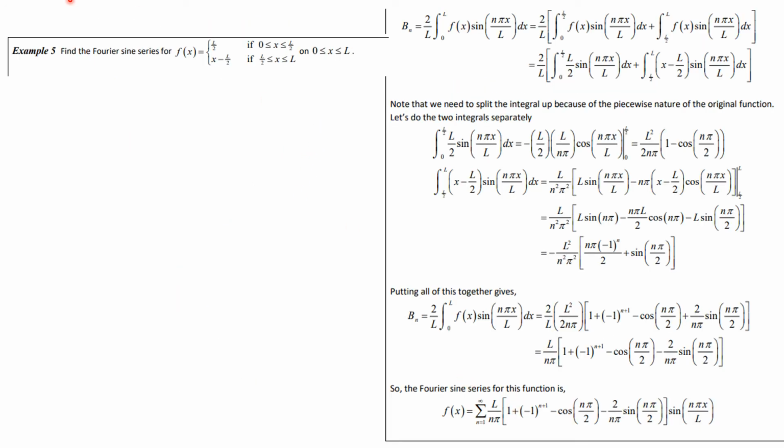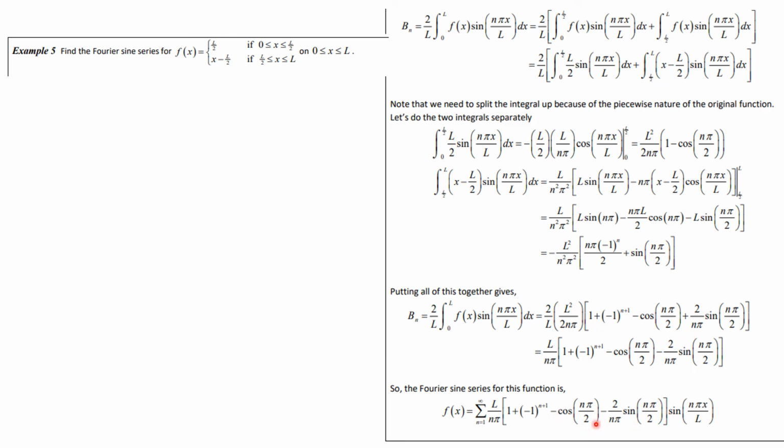You can even do this for a piecewise continuous function. Here you get x, and here you get, excuse me, that's x minus L over 2, and it breaks at the point L over 2. So what you're going to do is integrate that, but you break it into two integrals, and you evaluate them separately. Again, you should go through and check some of these calculations. But when you put them together, you get this Fourier sine series.